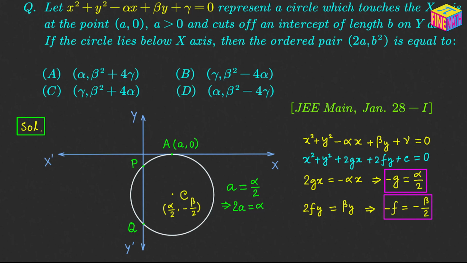Next we have to somehow find out the value of b. Now what is b? Well, b is the length of the intercept that the circle cuts on the y-axis. That means b is the length of PQ.